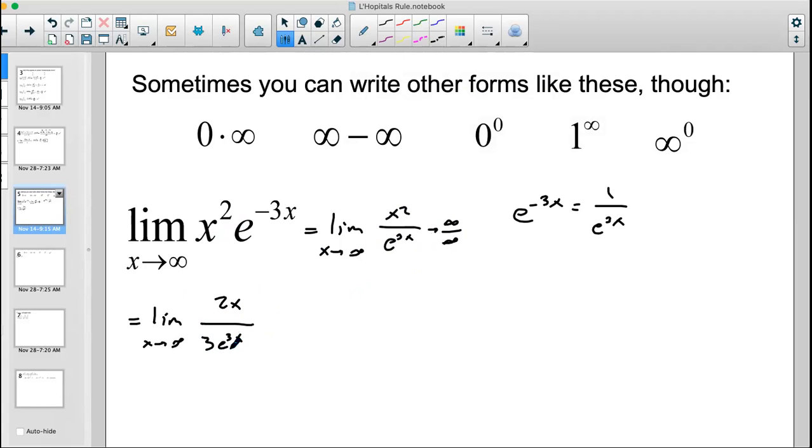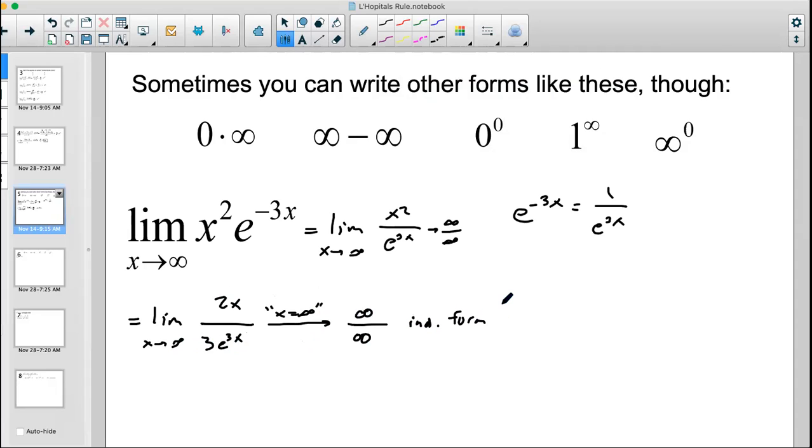And now I look again and ask, can I plug in infinity, so to speak? Can I let x get very large? And does anything interesting happen? I'm going to write x equals infinity. Of course, x never equals infinity because that's not a real thing. But as that happens, you get 2 times infinity, which is infinity, and 3 times e to the infinity, which is infinity again. So this is another indeterminate form.